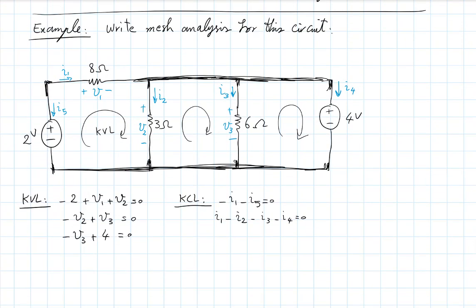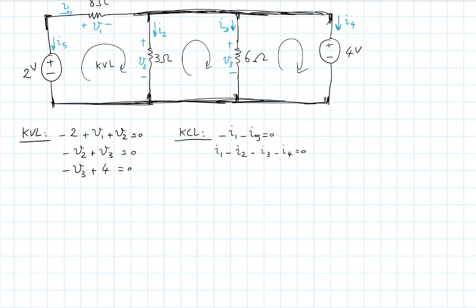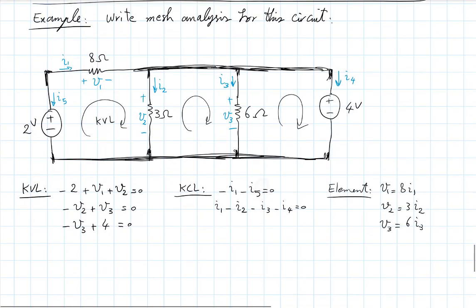And finally, the last node, but that's not going to give you a new or independent equation, as we've talked about before. And then the element relationships, V1 is 8 times I1, V2 is 3 times I2, and V3 is 6 times I3. Okay, and that's that. Let's see, how many unknowns do you have? I think 8 unknowns and 8 equations, right? So that's good. Nothing new here.